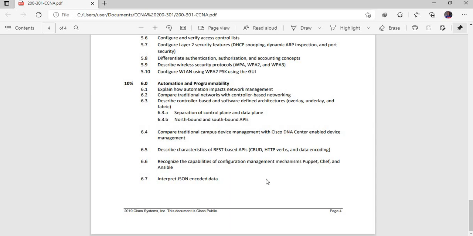So if you are looking to become CCNA certified, you are in the safest hands. I will ensure you get the material needed, the guidelines, and all the concepts are covered.